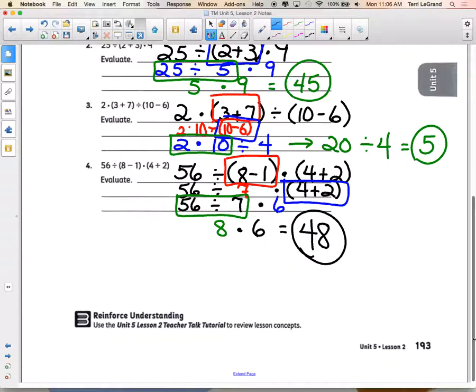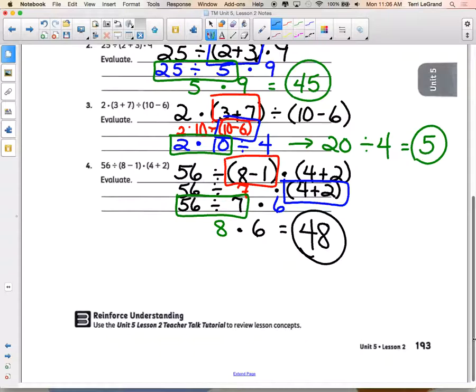Okay, so here's what I want you to do. I want you to first type it in without the parentheses. Just ignore the parentheses and type 2 times 3 plus 7 divided by 10 subtract 6. No parentheses.